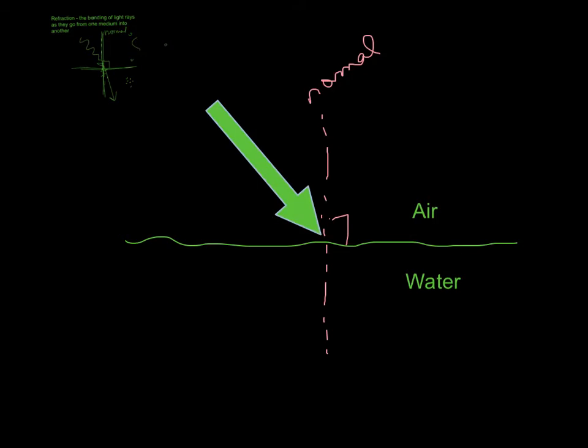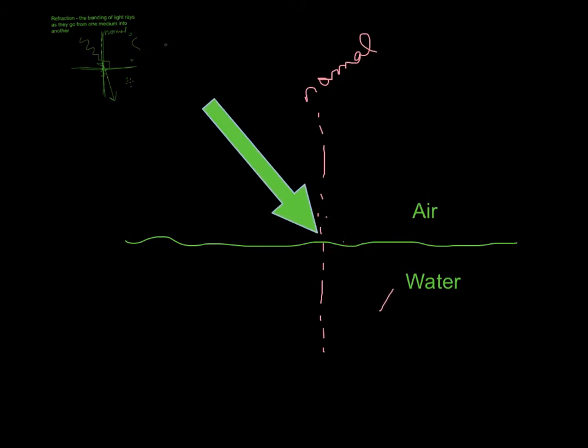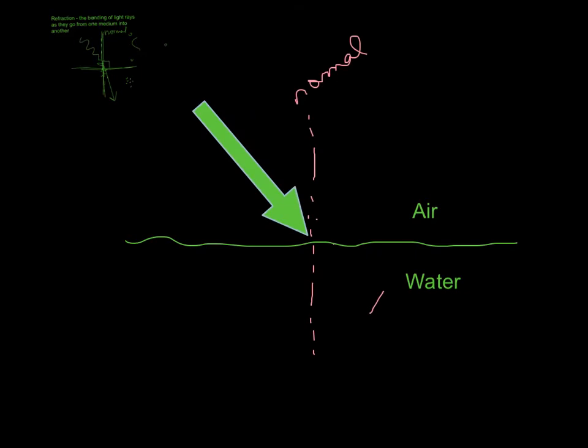And we're going to see this in class in a demonstration. But just trust me for now, that when it goes from a less dense medium, like air, to a more dense medium, it bends towards the normal. So here's how it would go if it was going to go straight. If it's going to go straight, it would go that way. But instead of going straight through like that, it's going to bend towards the normal.